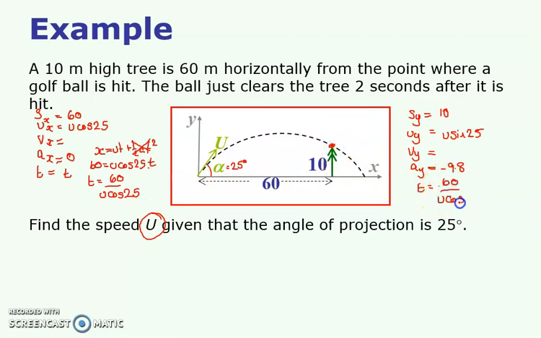So if I go through this again, I'm going to use s equals ut plus a half at squared. And my s is 10. My u is u sine 25. And I times it by the t, which I now know is 60 divided by u cos 25, plus a half of a, which is minus 4.9, times t, which is 60 over u cos 25.